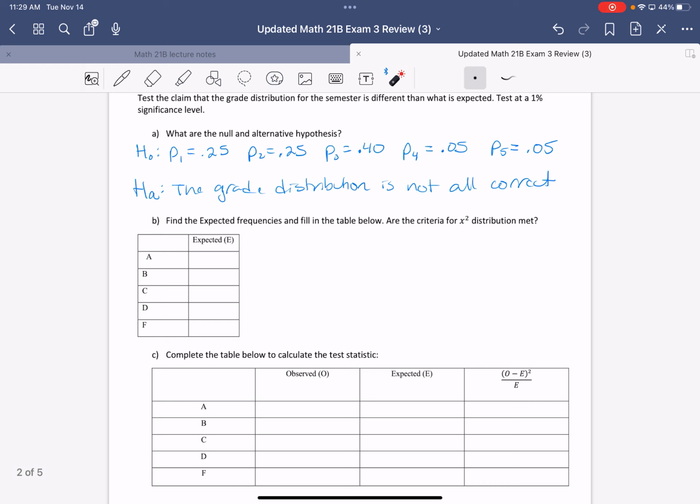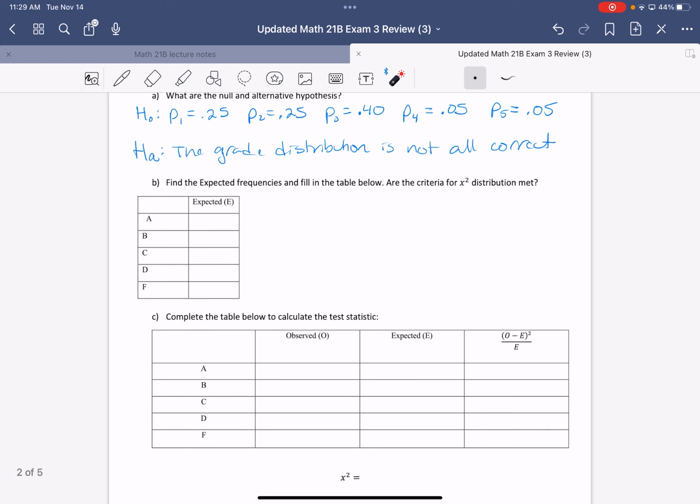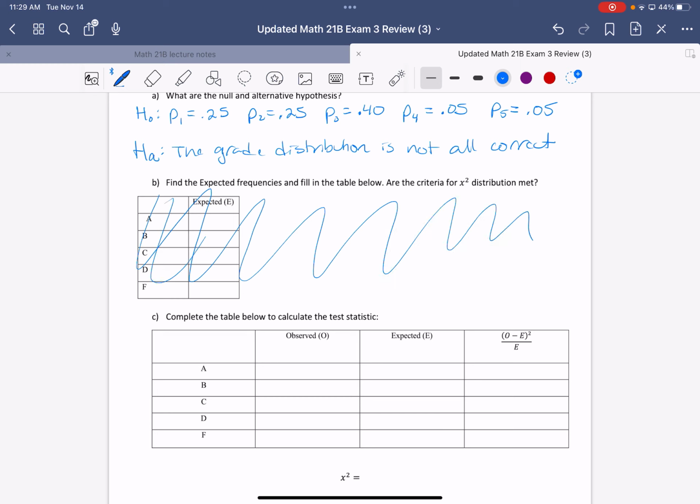Okay, next, find the expected frequencies. Let's just pretend that this is not even here. I put this in here because I thought it would be helpful, but I found that more students actually get confused by it being here. So let's just not even do that, okay?